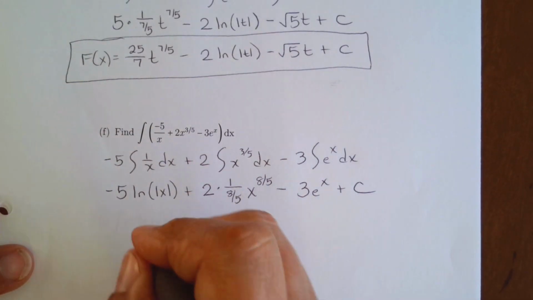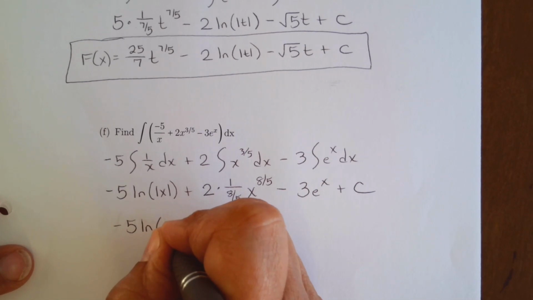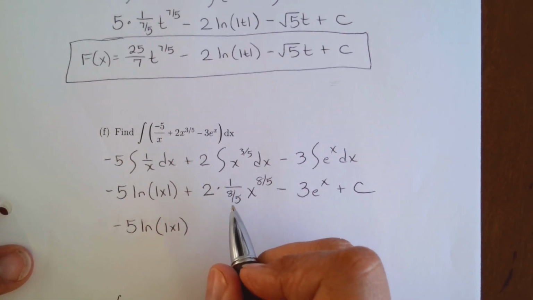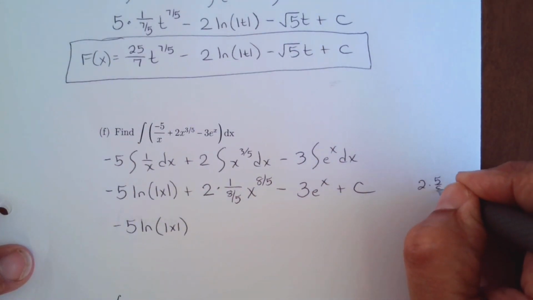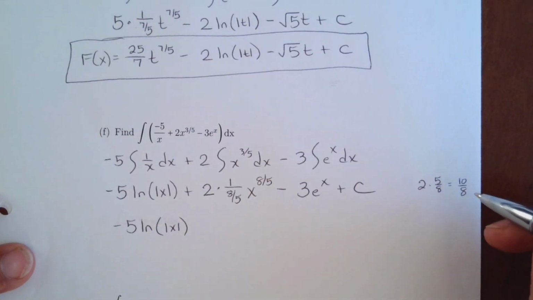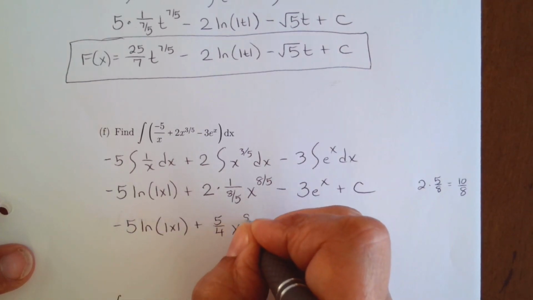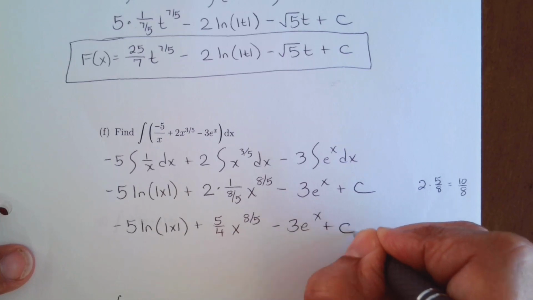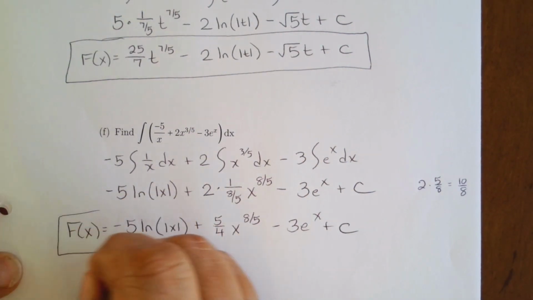So all we have to do is simplify that second term. All right, so this would be 2 times 5/8, which would be 10/8, and I can simplify that to 5 over 4. So this will be 5/4 x to the 8/5. The rest stays the same. So there's your antiderivative.